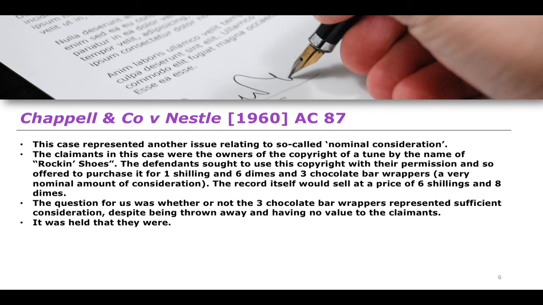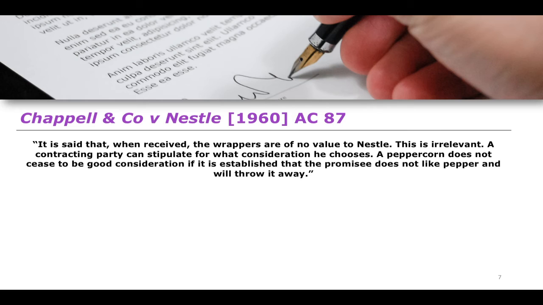It was held by the courts that they were, and they said the following. They said that it is said that when received, the wrappers are of no value to Nestle. This is irrelevant. A contracting party can stipulate for what consideration he chooses. A peppercorn does not cease to be good consideration if it is established that the promisee does not like pepper and will throw it away.